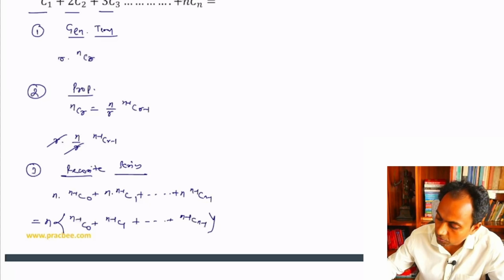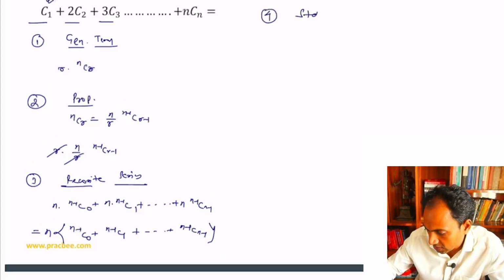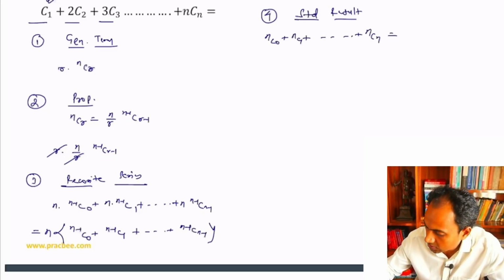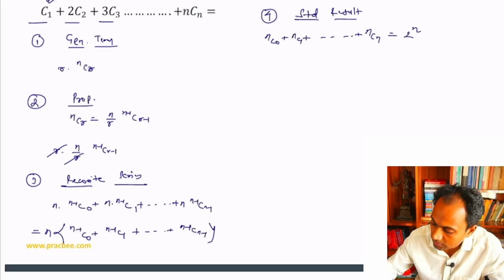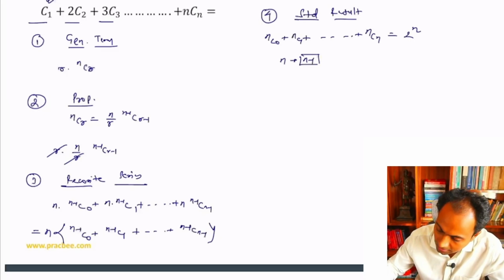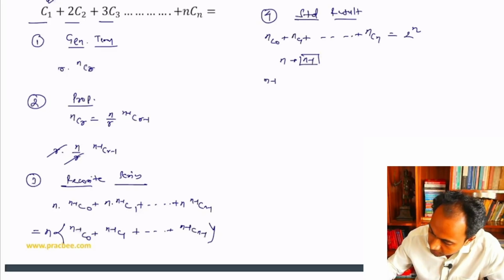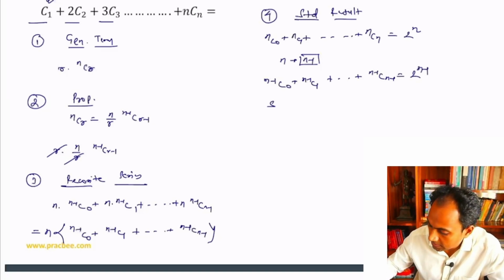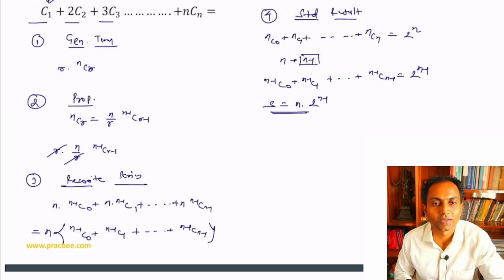Once you have done that, in the fourth step, I am going to use the standard result that we just did. We know that there was a standard result NC naught plus NC1 till NCn. This was equal to 2 raised to the power n. So in this, if I replace n by n minus 1, again the idea of substitution, it becomes n minus 1 C naught, n minus 1 C1, till n minus 1 Cn minus 1 will be equal to 2 raised to the power n minus 1. If we do this, our result of this series will become n into 2 raised to the power n minus 1. This is my final answer.